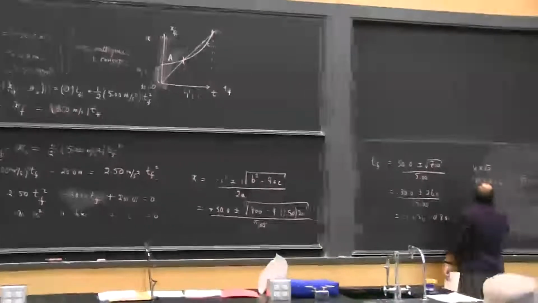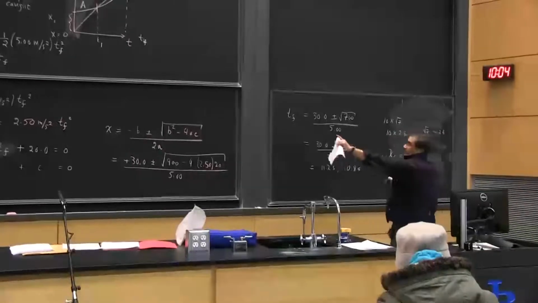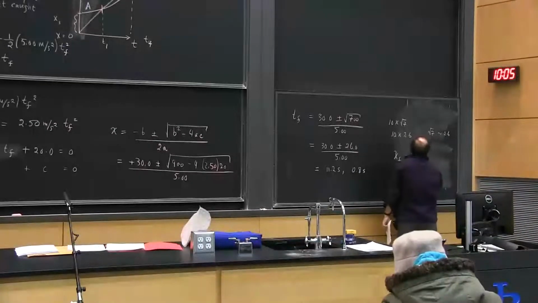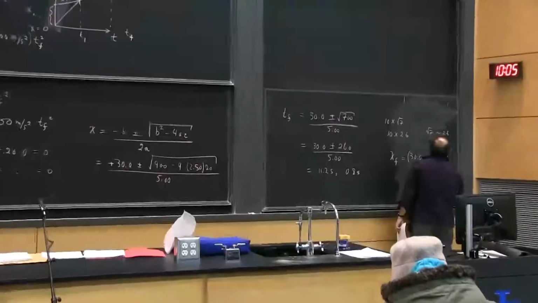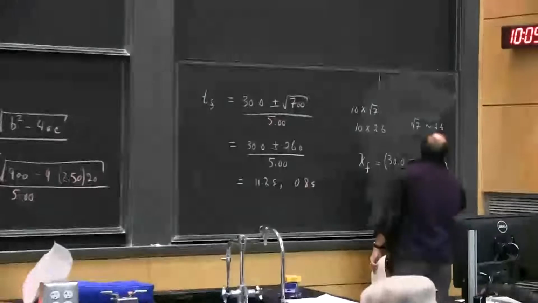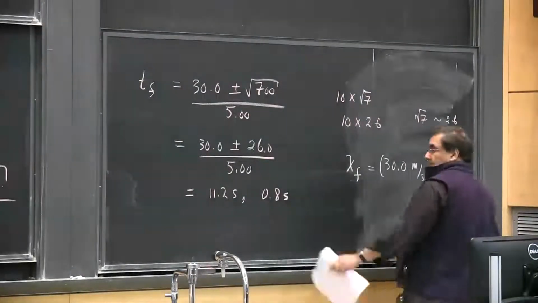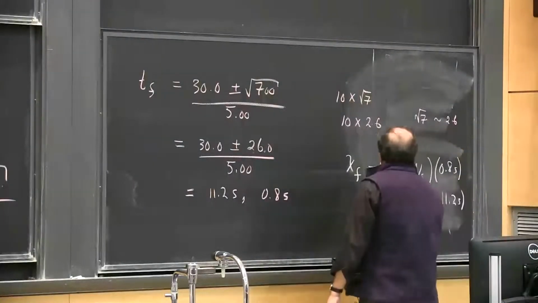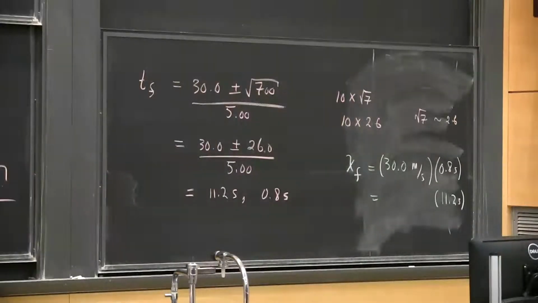And from t final, we are able to solve the quadratic equation and get to where we want to go. I can also find out easily what x final is because x final, if you look at the simplest of the equations there, is 30 meters per second times t final. So one of these numbers would be 0.8 seconds, and the other one would be 11.2 seconds. So if you multiply out, those are the two values of xf where the cop will be meeting you. Okay? Any questions?